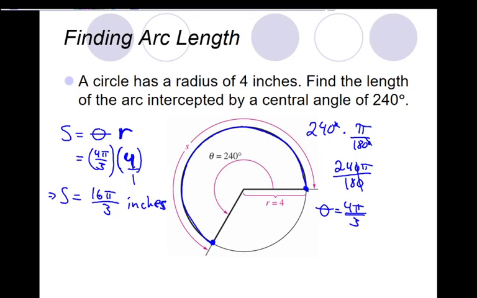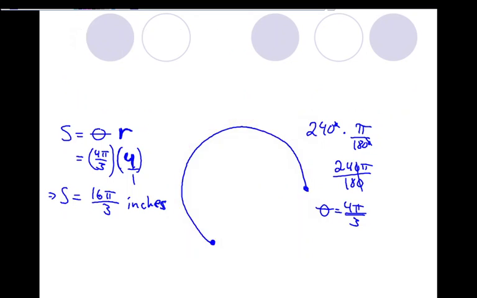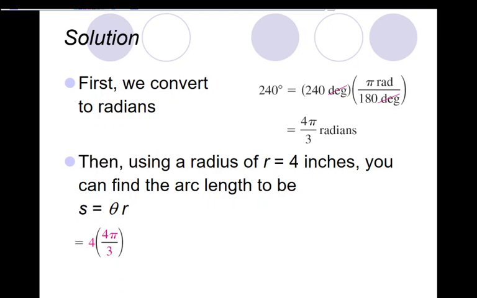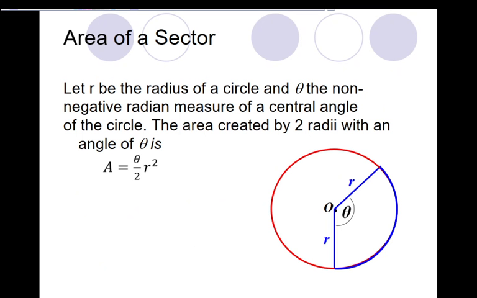Okay? Easy. And again, here's the solution. And again, if you have a calculator, you can multiply the pi in. It's about 16.76 inches. Easy. Okay? All right. Area of a sector.